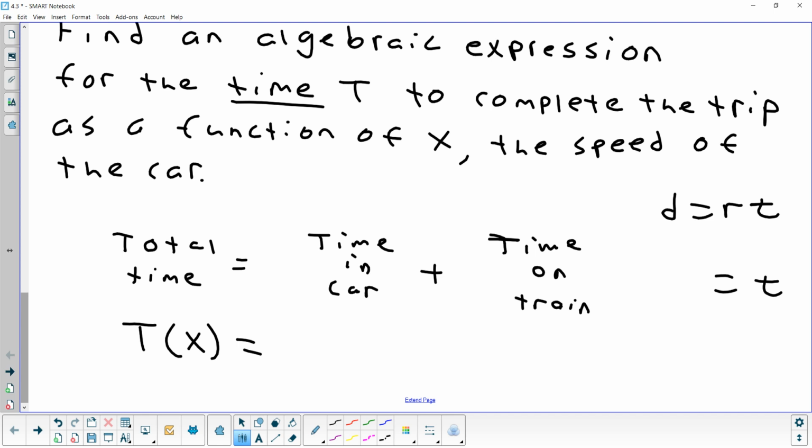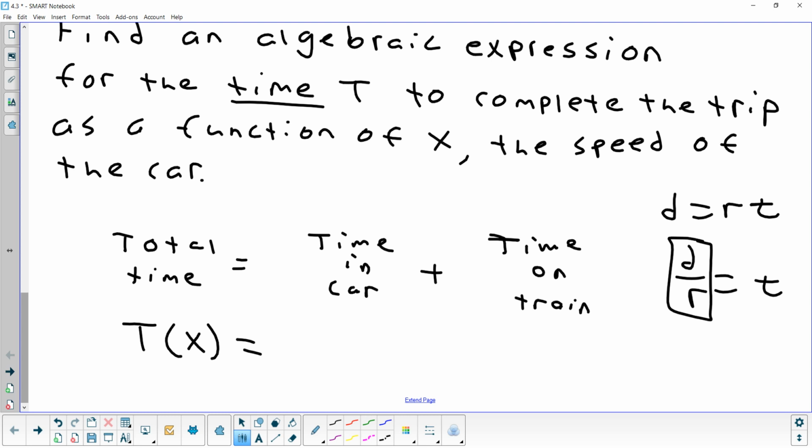Yes, I would like to have something that looks like that. Divide by r. Yep, you divide each side by r. Very good. So distance divided by rate equals time. Right. So let's make that substitution in here.